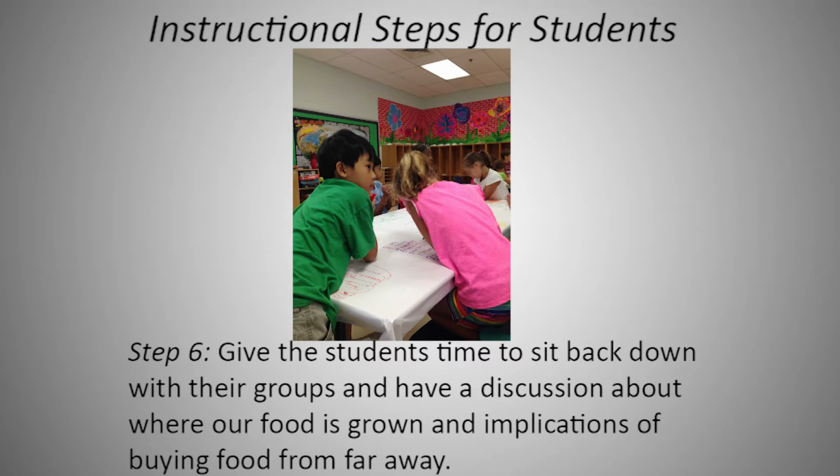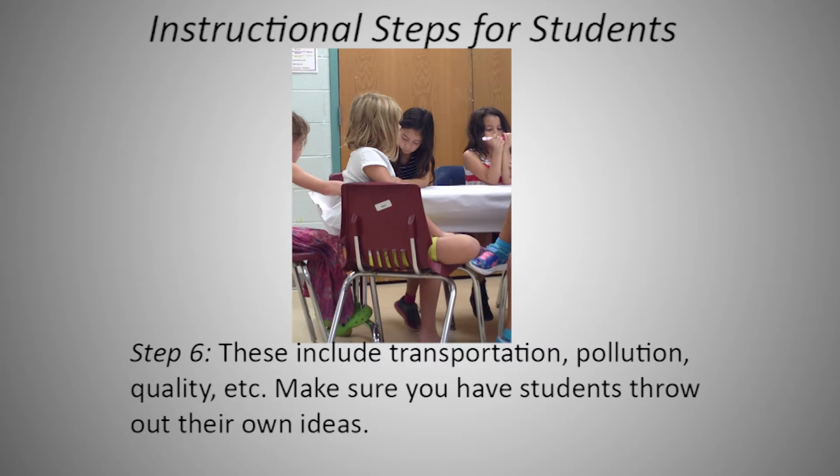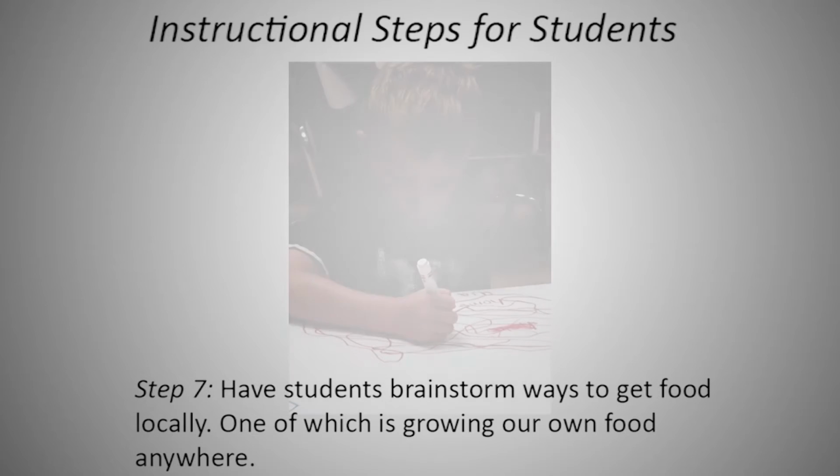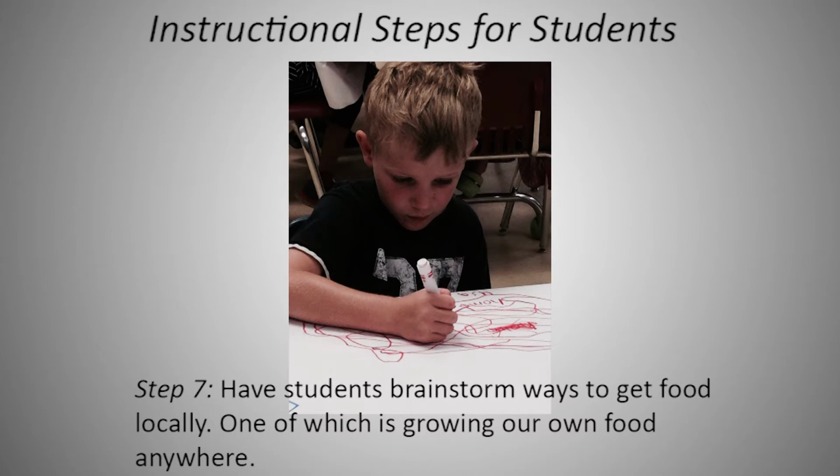Step 6. Give the students time to sit back down with their groups and have a discussion about where our food is grown and the implications of buying food from far away. These include transportation, pollution, quality, etc. Make sure you have students throw out their own ideas. Step 7. Have students brainstorm ways to get food locally, one of which is growing our own food anywhere.